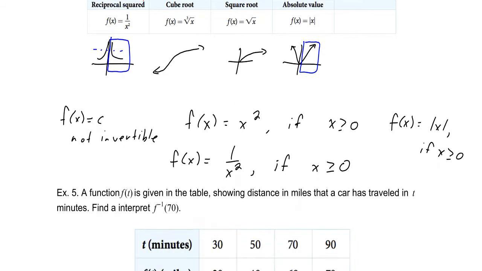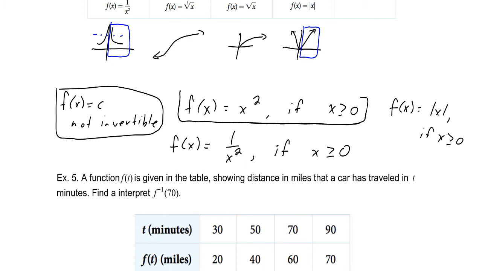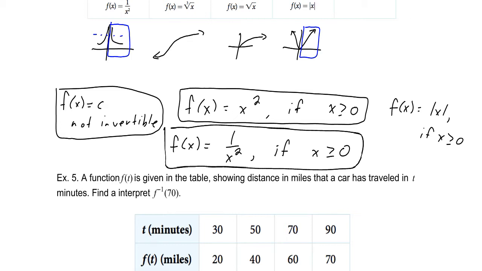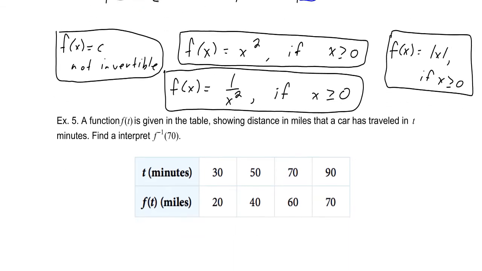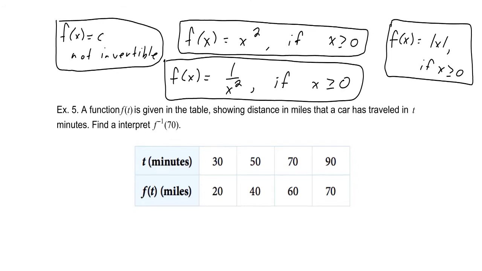All right, let's go ahead and move on to number 5. Actually, let's box these in so they stand out. So there will be several times where we must restrict our domain in order to have an inverse. We'll run into a couple of those here in a few minutes.